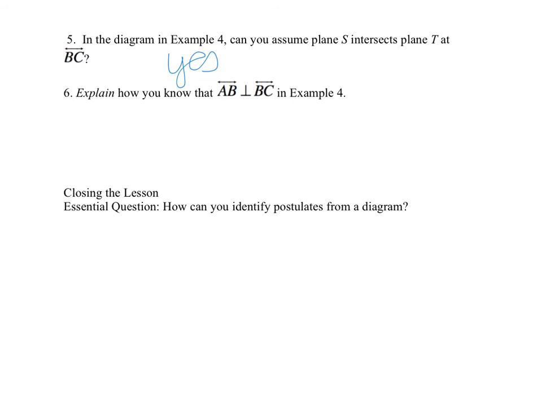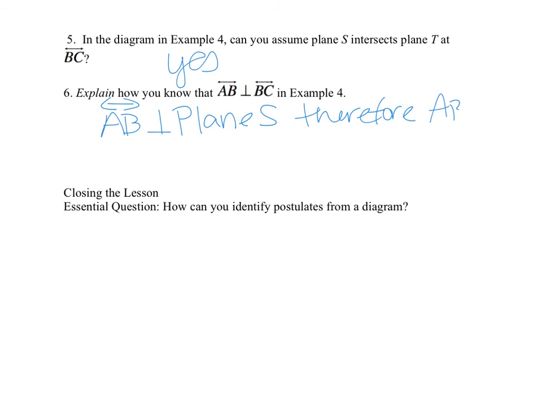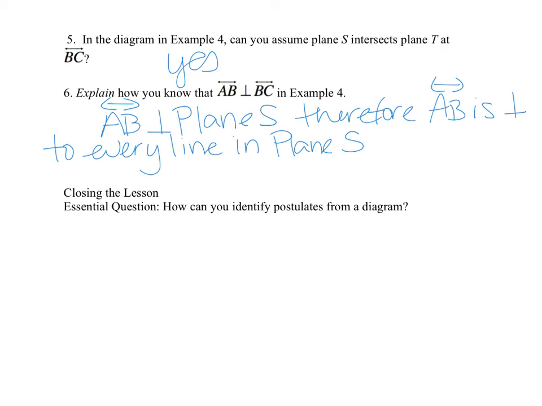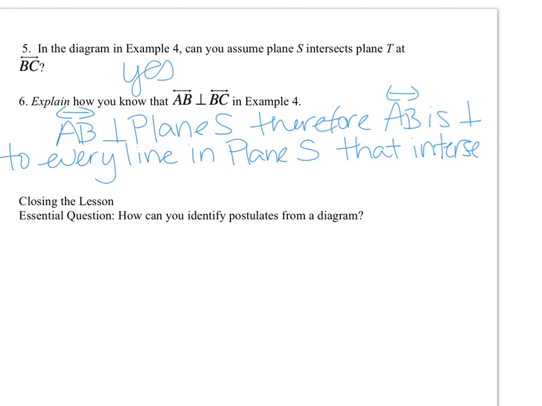Explain how you know that AB is perpendicular to BC in example 4. Well, we know line AB is perpendicular to the plane S. And we know that AB then has to be perpendicular to every line in plane S that intersects at point B.